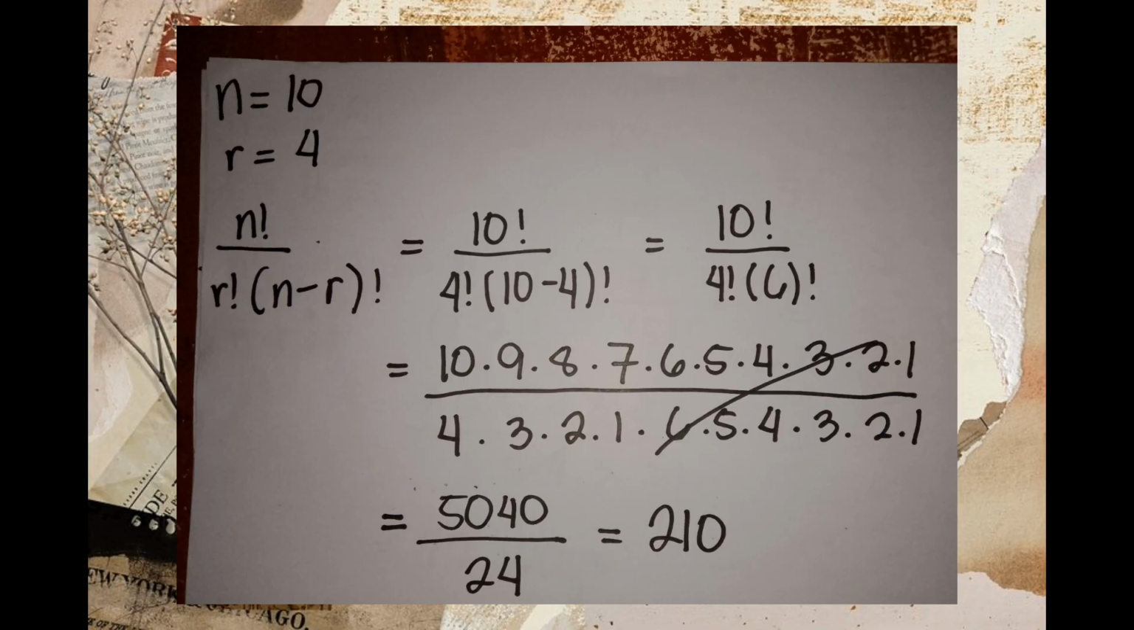10 times 9 is equal to 90. 8 times 7 is equal to 56. So, 90 times 56 is equal to 5,040.